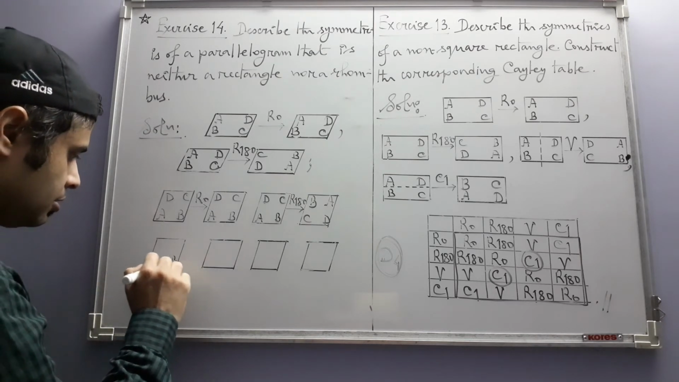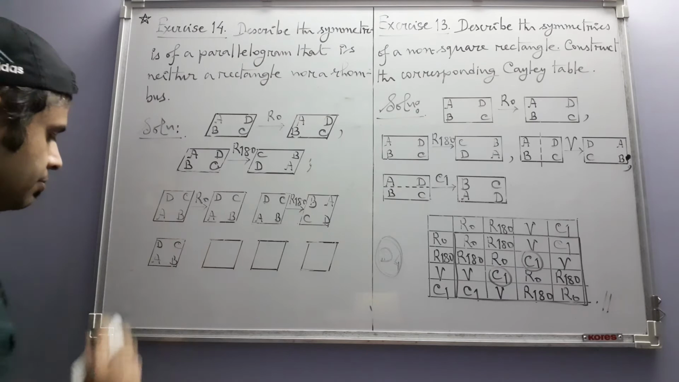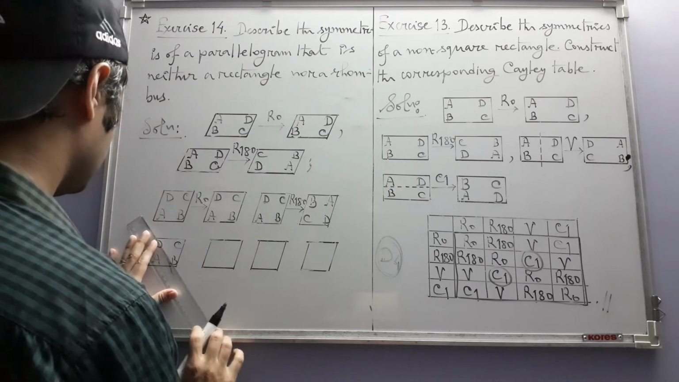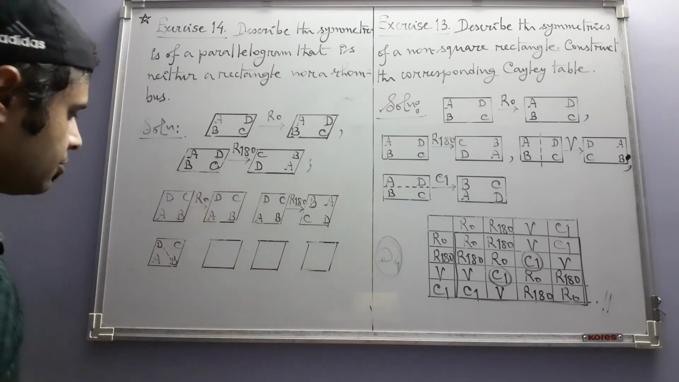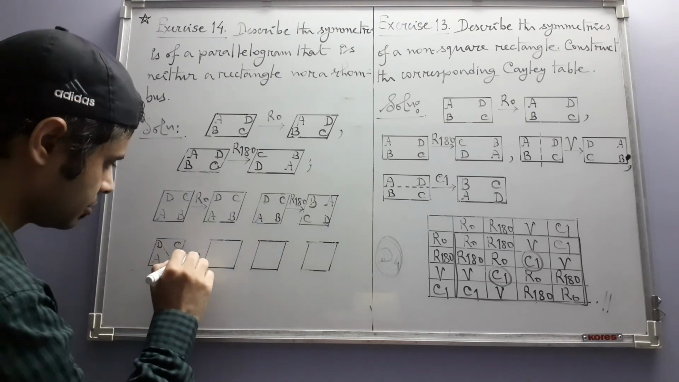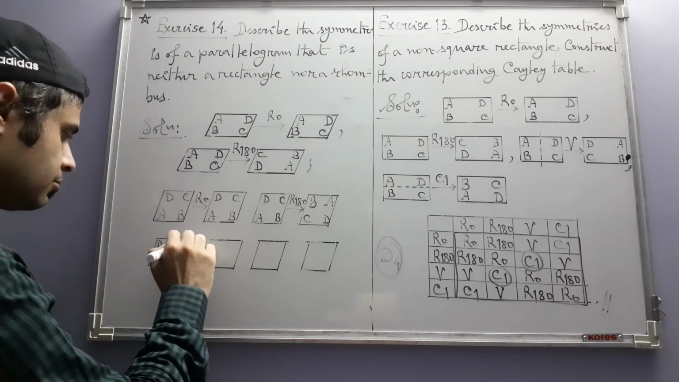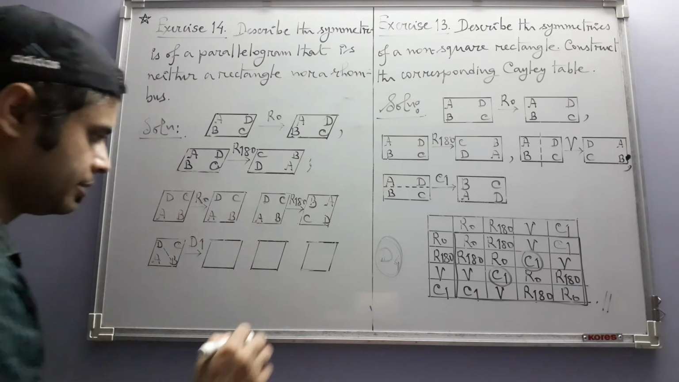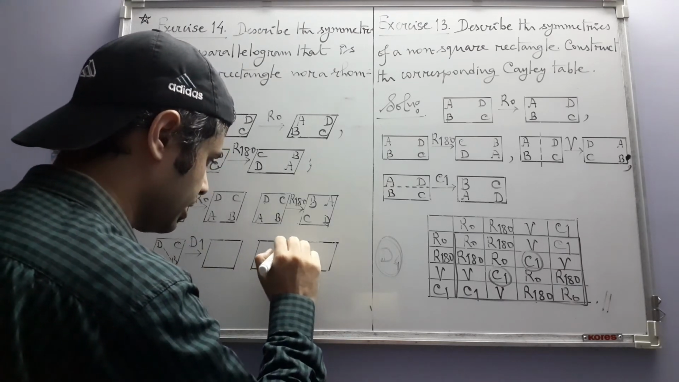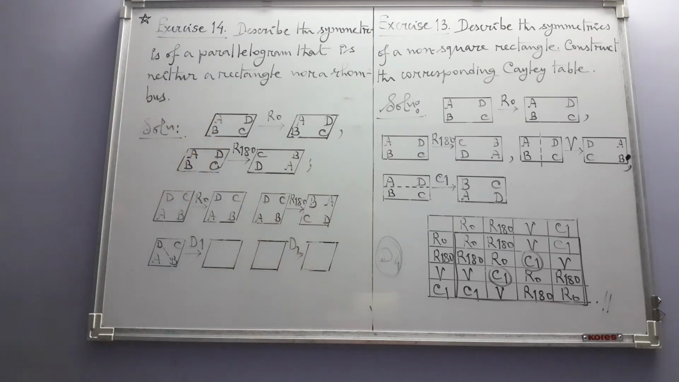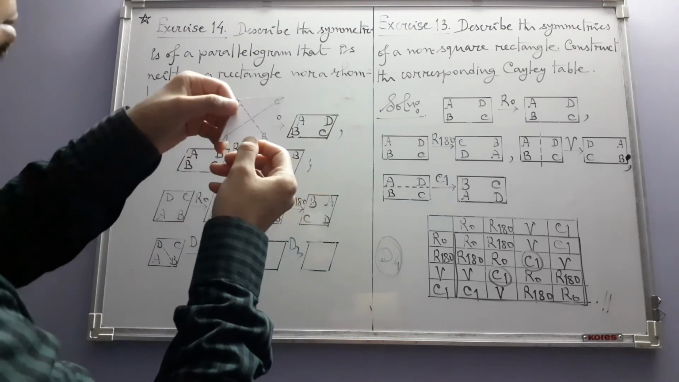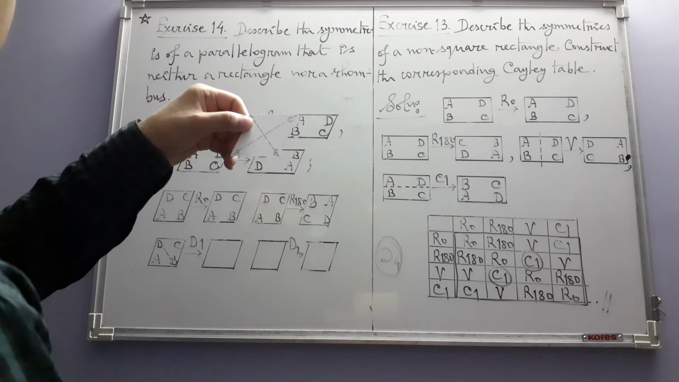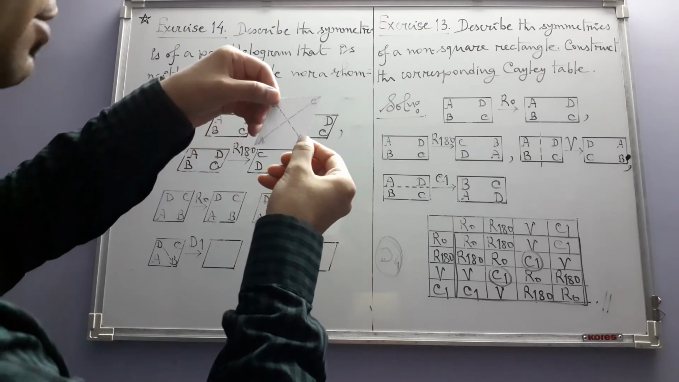A, B, C, D. Say we want to reflect the cutout about this diagonal, so we can call it D1, and there is the other one D2 about the other diagonal. Then are we really getting a symmetry? So it will be like this.